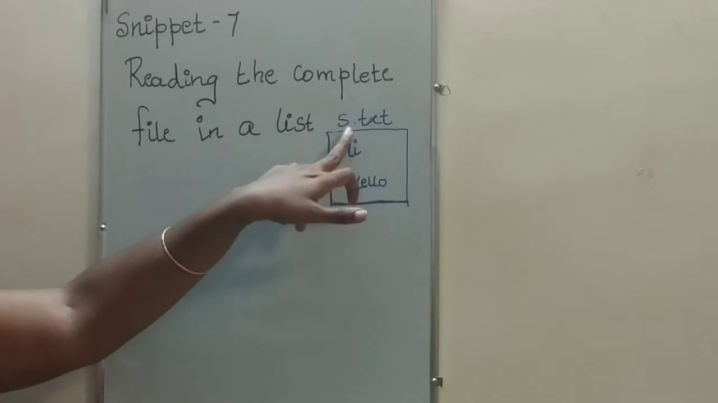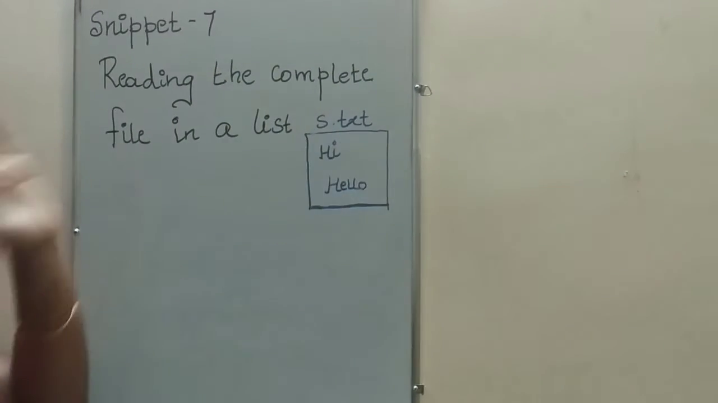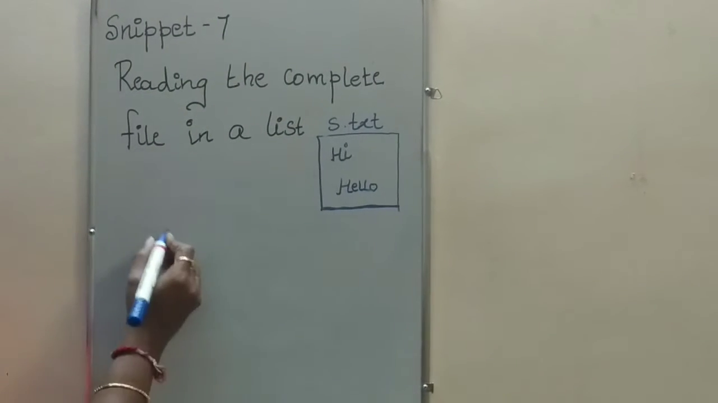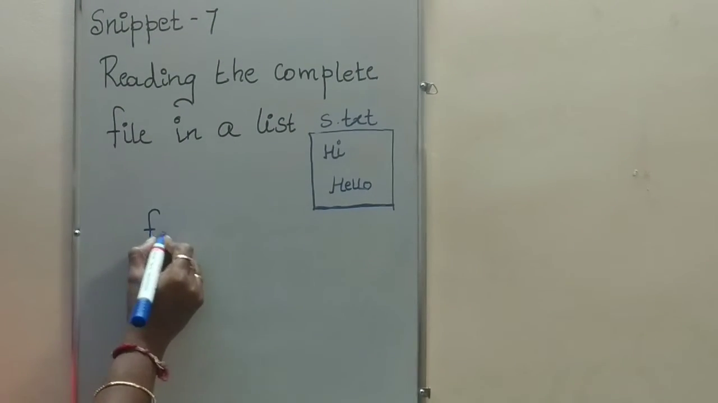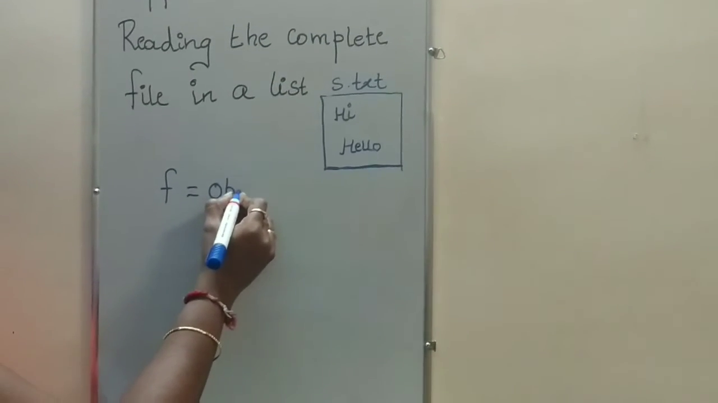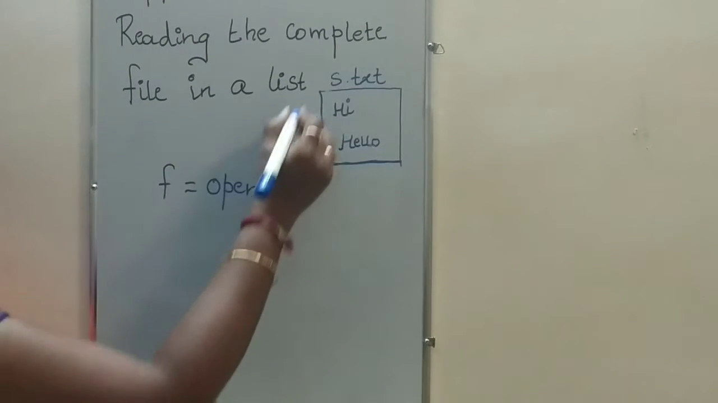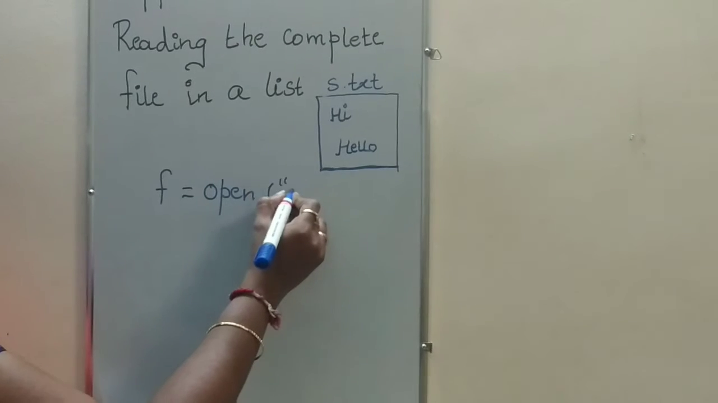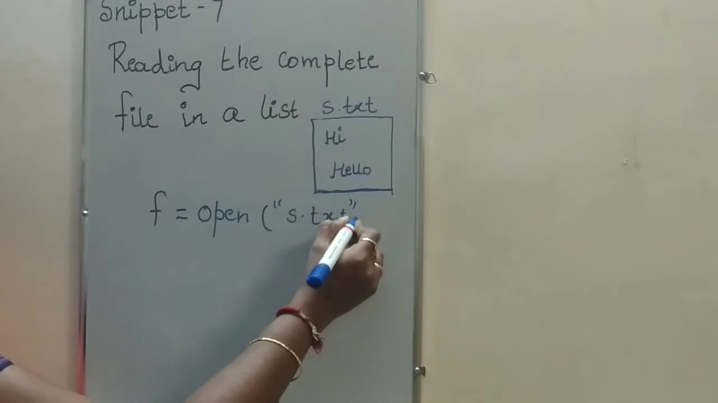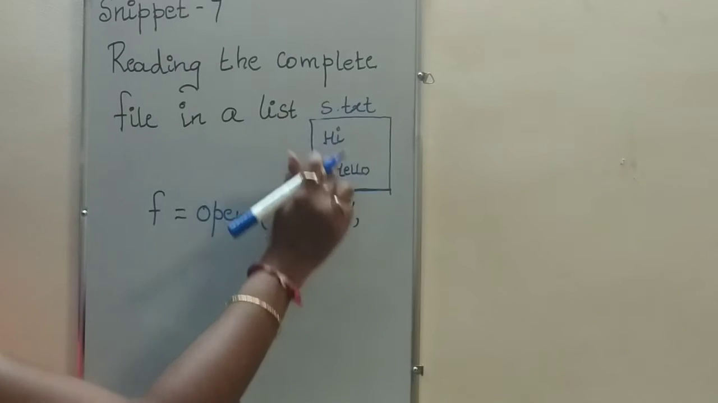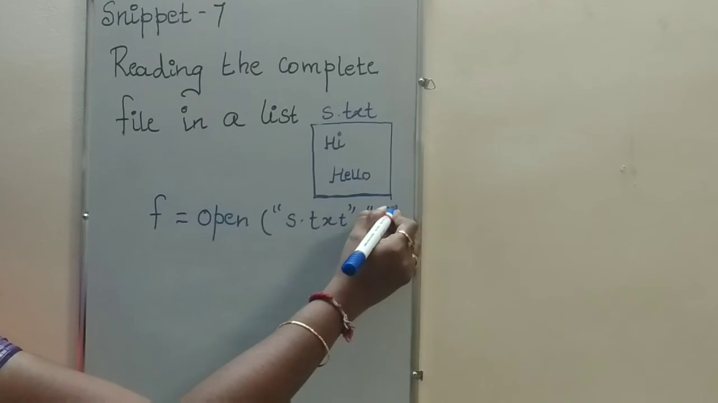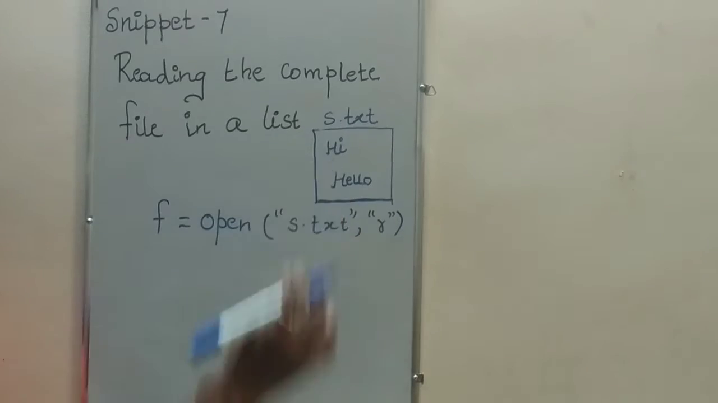Okay, this is the name of the file, s.txt. So we are going to read this file. For that, how to write the program? First open the file using a file handle. F equal to open method will open the file, and then what is the name of the file? That is s.txt, which should be enclosed within double quotes. For what purpose are you going to use this file? For reading purpose. So write the character R within the double quotes.